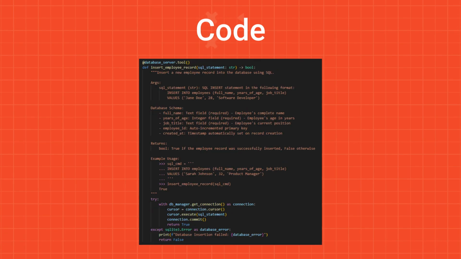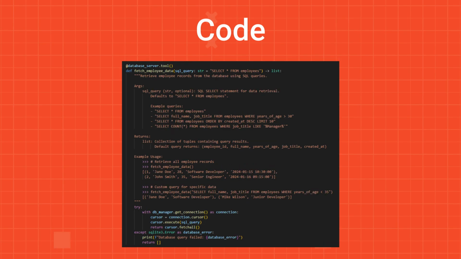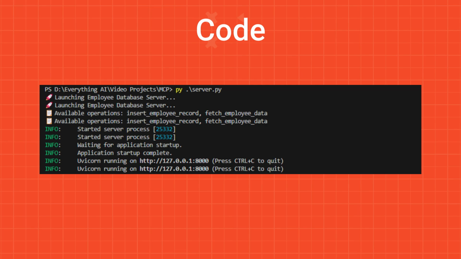Insert employee record is our first tool. This tool is used to insert records into the database. The next tool is to retrieve database records. This will return all records from the DB. So our server is ready now. If you want more tools, feel free to add them according to your scenario. Lastly, we start the server. To start, just run the server.py file and our MCP server is live.